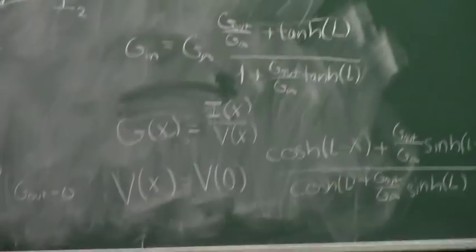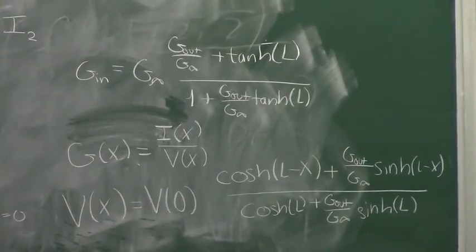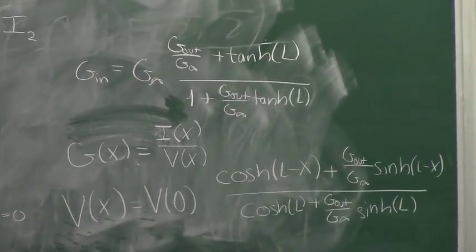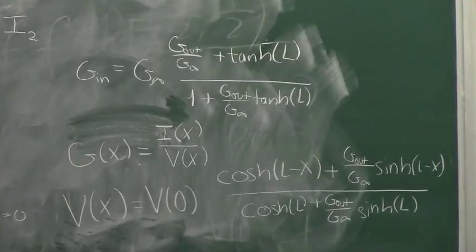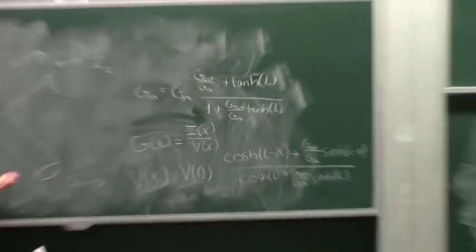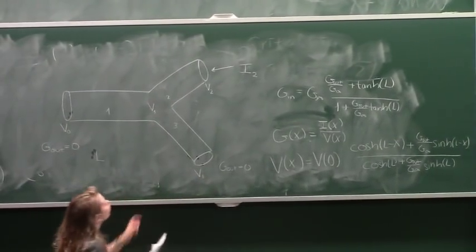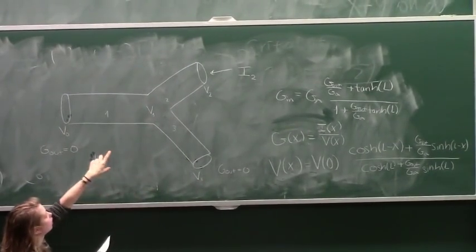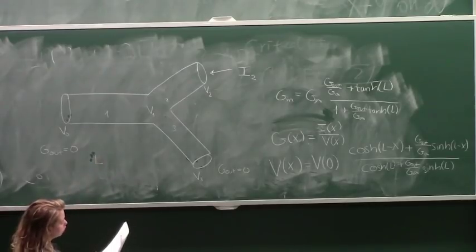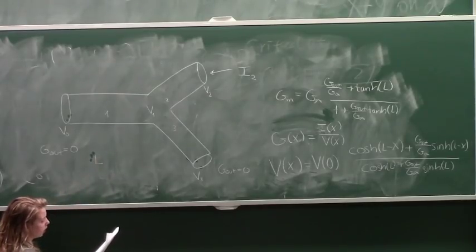So starting with this example, all of these branches are going to be equal length. They're all length L. This is branch 1, branch 2, branch 3. You're going to have a current input at the end of branch 2. And they all also have the same G infinity.